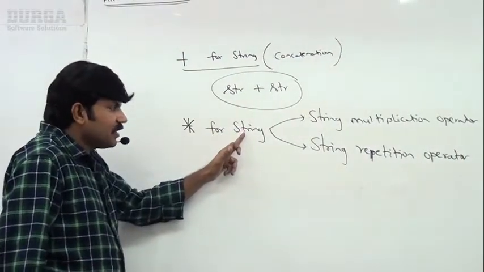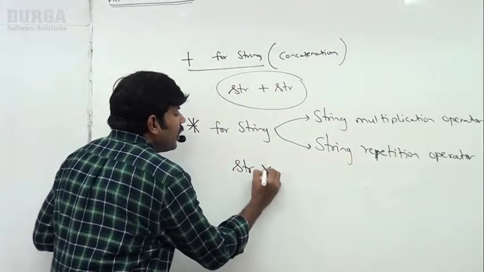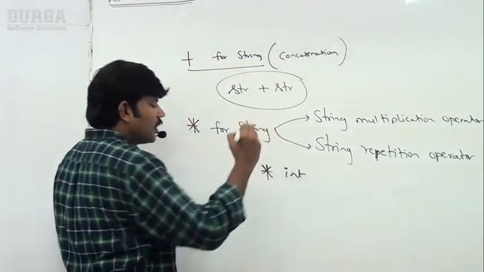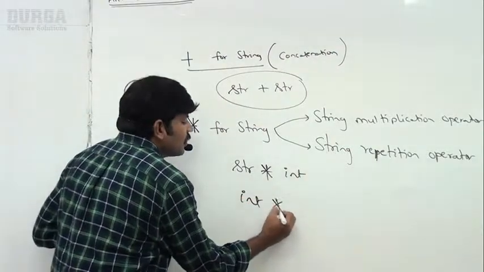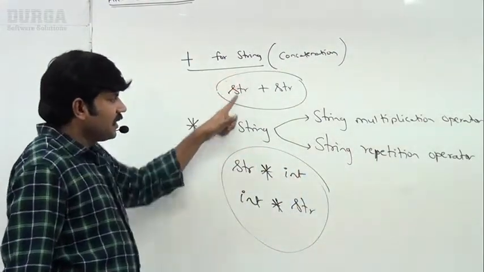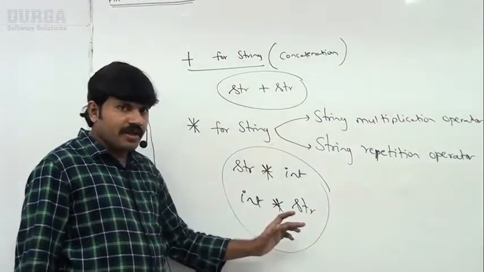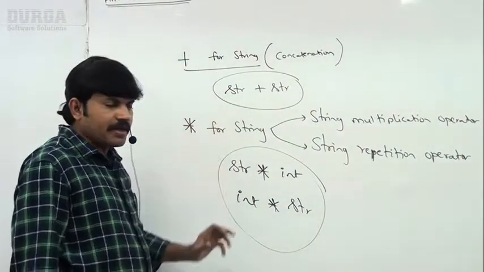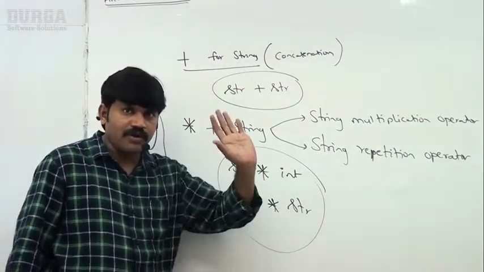So if you are considering star for the string, compulsory the arguments should be str and int, or int and str. Order is not important, syntax like this, right? So these things compulsory you should be aware about plus and star operator for the strings: what is the behavior, what rules we have to follow.